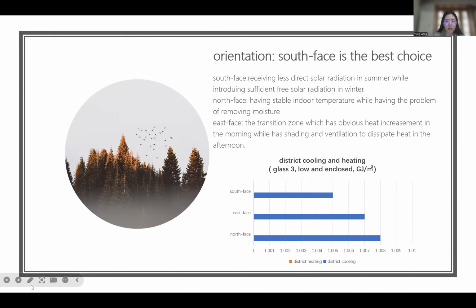The third variable is orientation. North-facing has the lowest heating demand, but the highest cooling demand, because it cannot remove moisture effectively. East-facing receives strong morning sun. Cooling load increases in the early hours, but there is some afternoon shading and ventilation. South-facing achieves the lowest cooling consumption. In summer, the sun is high. South facades receive minimal direct radiation. In winter, the sun is low. South facades capture useful solar heat.